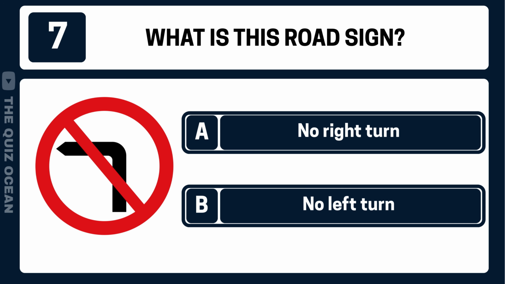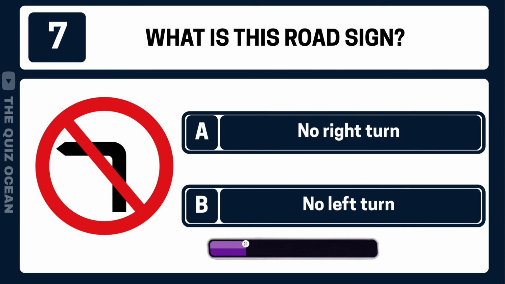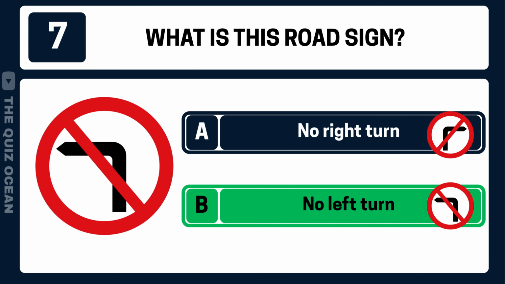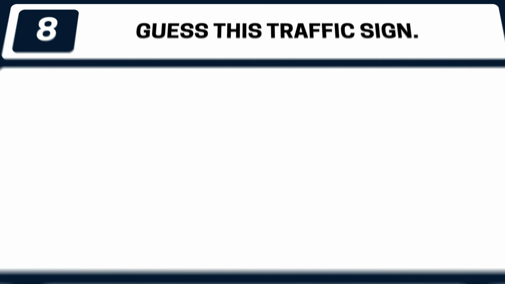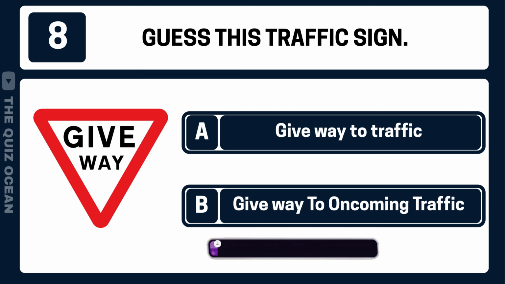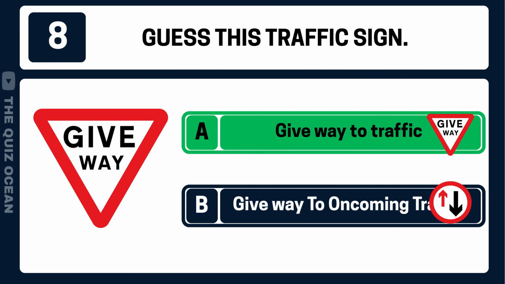What is this road sign? A. No right turn. B. No left turn. Nicely done. This sign prohibits drivers making left turns in the area. Guess this traffic sign. A. Give way to traffic. B. Give way to oncoming traffic. Excellent. This is the give way to traffic sign.